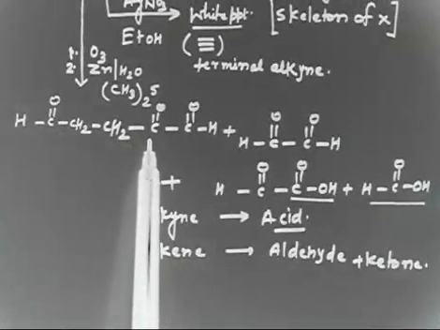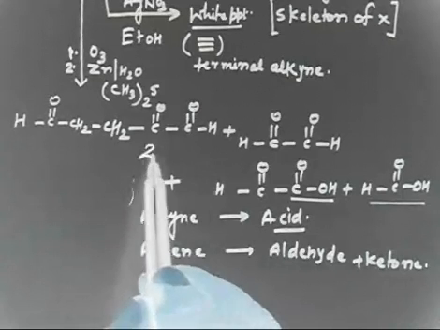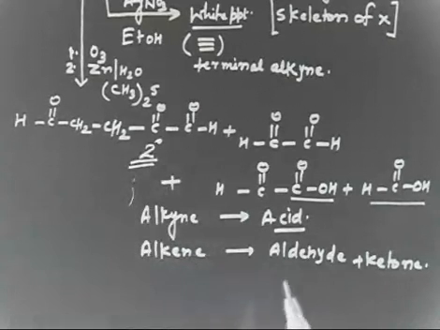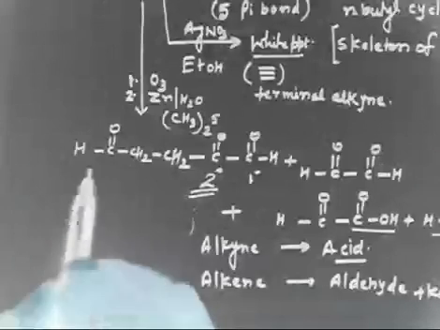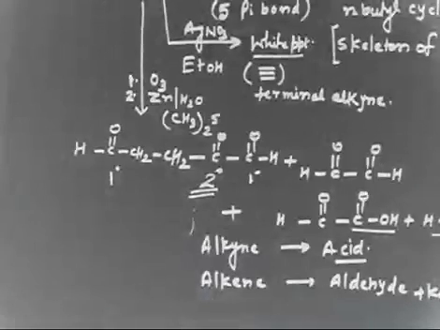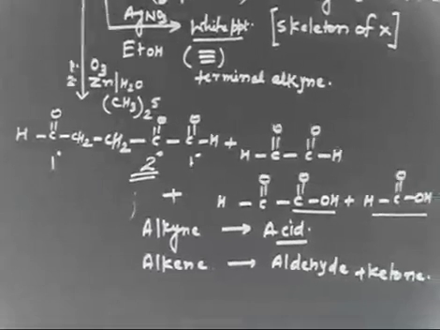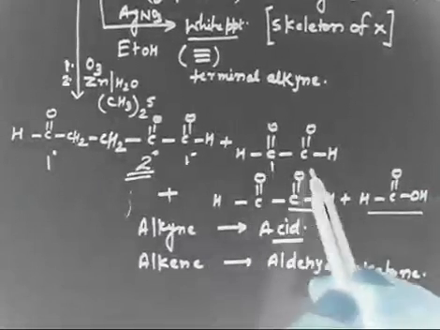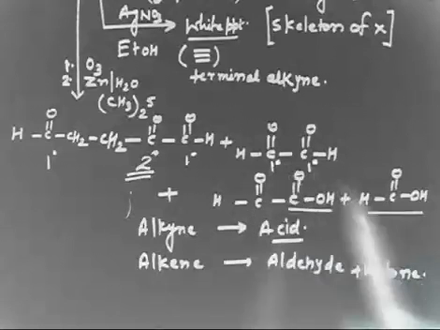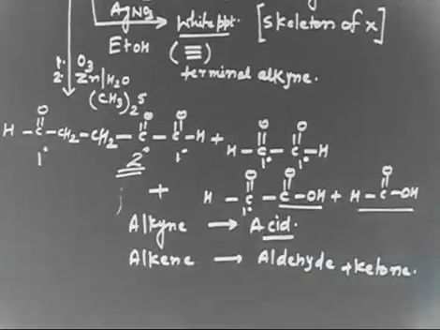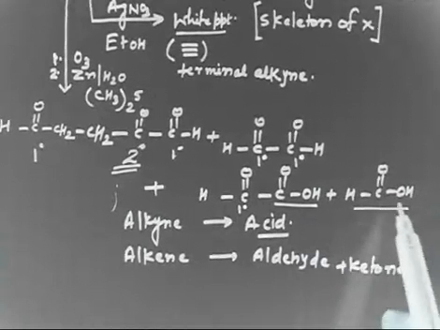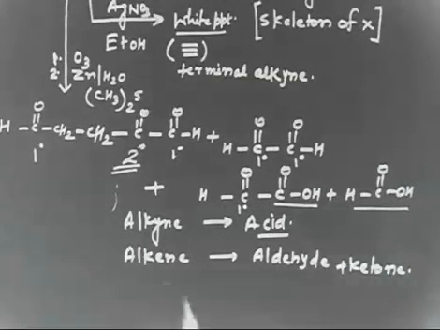This means I need a double bond at a position where we will have a secondary carbon, so one carbon should be secondary. This is an aldehyde, so this will be primary. This is again an aldehyde, so this carbon should be primary. We can get an aldehyde only from a primary carbon. This should be again primary because these are aldehydes. And this is the acid. So I am getting 2 acids.